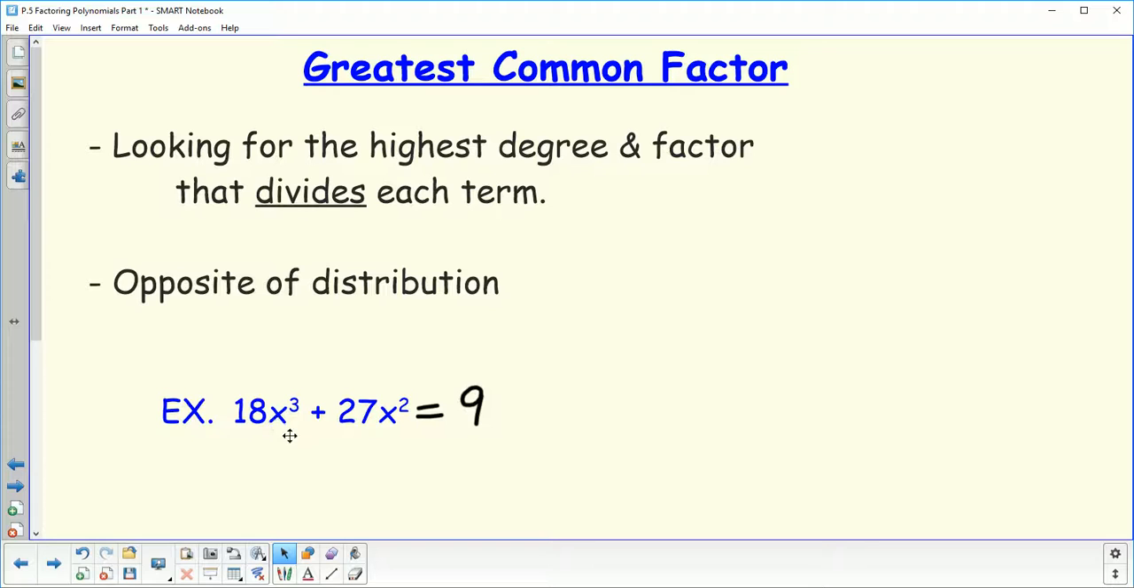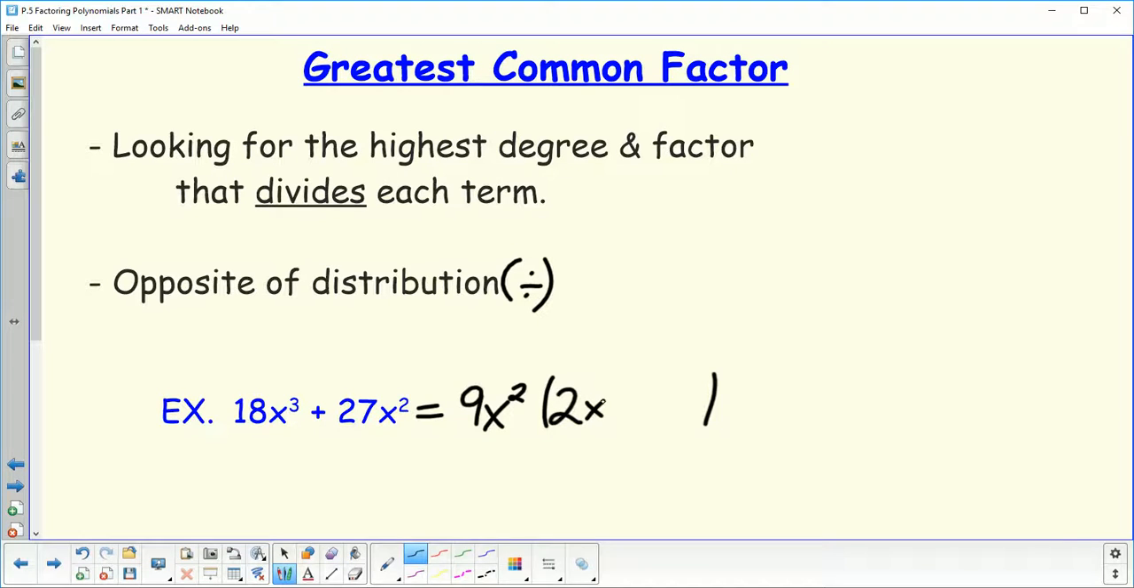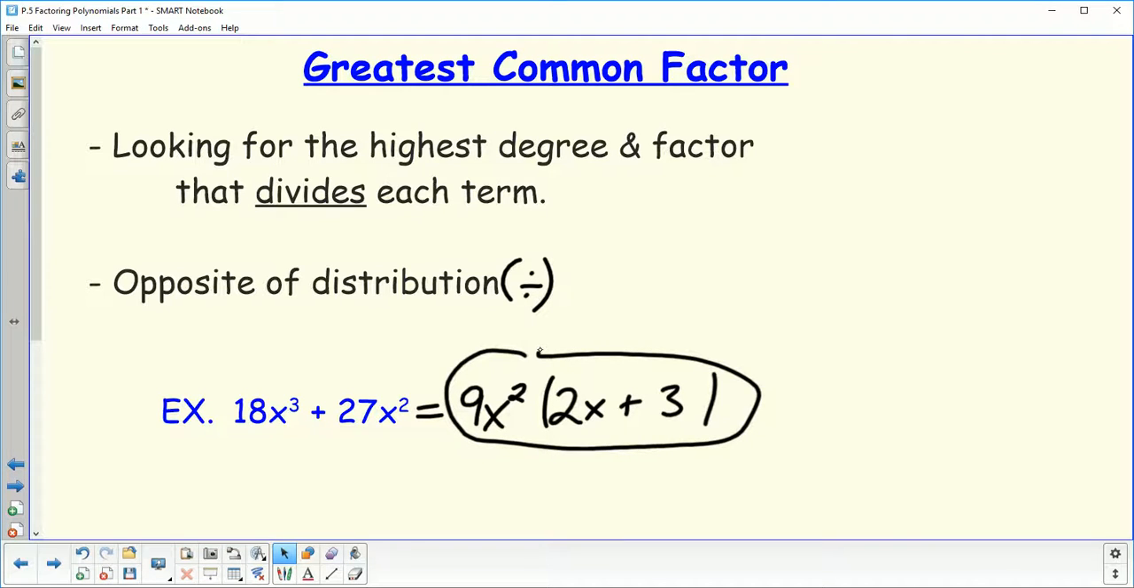And then I look at my variables, my x's, and I see this one is an x cubed, that's an x squared, which means the highest degree they have in common is an x squared. Remember, this is the opposite of distribution. Distribution is multiplication, which means this is division. And so I'm going to say 18 divided by 9 is 2. X cubed divided by x squared is an x, so I get 2x left in that first one. 27 divided by 9 is 3, and x squared divided by x squared is 1, so we just have the 3 left. This would be factoring based off of a greatest common factor.